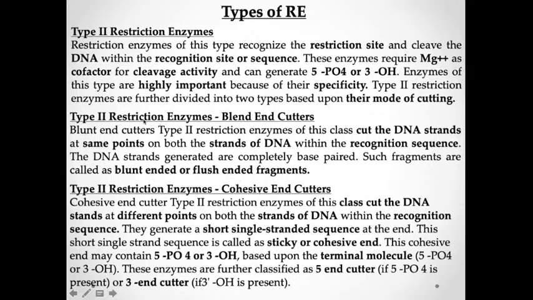Under type 2 restriction enzymes, the blunt end cutters are enzymes of this class that cut the DNA strands at the same point on both strands of DNA within the recognition sequence. So they give mainly blunt ends or flush ends. Whereas the type 2 cohesive end cutters give different ends on both sides of DNA within the recognition sequence. So they generate short single-stranded sequences at the end.